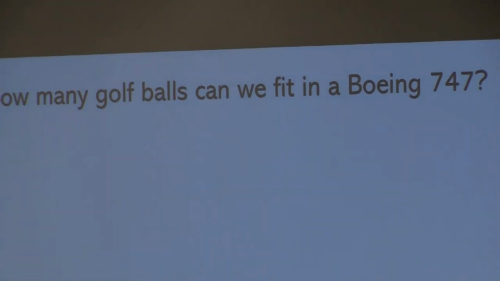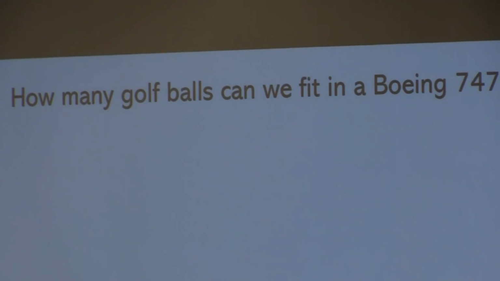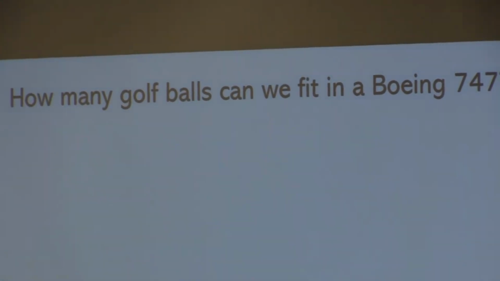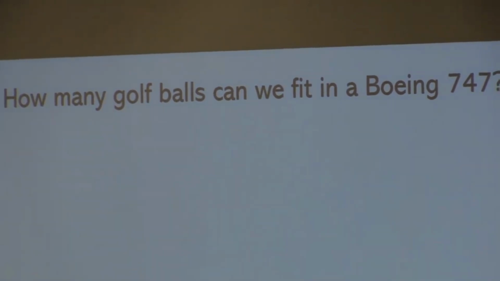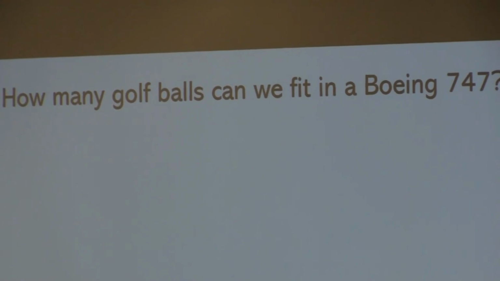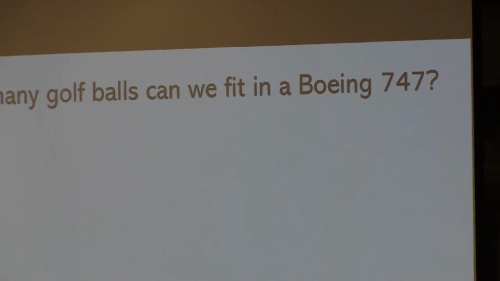So how many golf balls can be fit in a Boeing 747? From an engineering perspective, the answer is I don't know, unless we have information about the dimensions of the Boeing and the packing number of golf balls, the exact geometry. Here, this is meant to be a totally empty Boeing 747, right? In terms of volume, yeah. A golf ball is 3D, and the Boeing is also 3D.